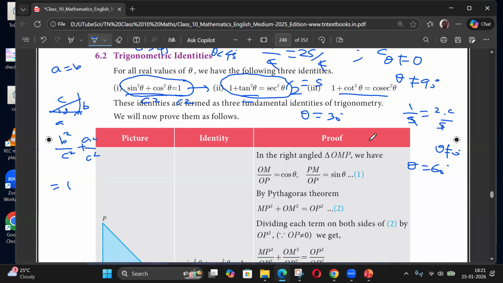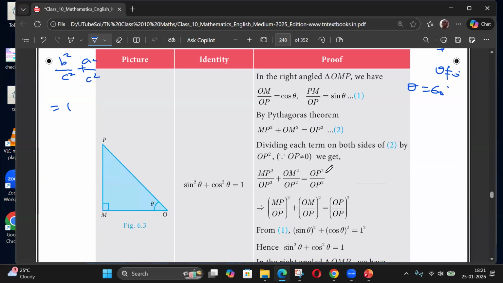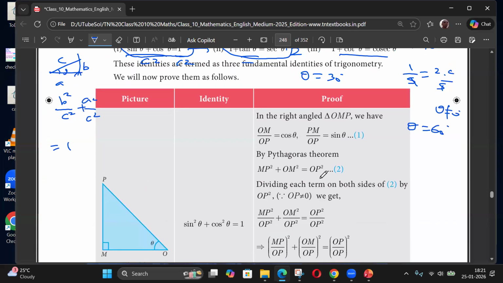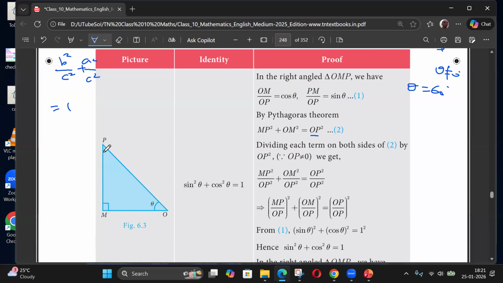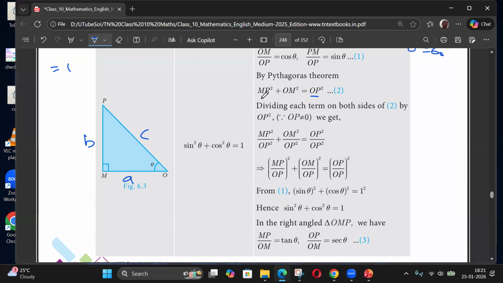So instead of ABC, they have put MP, OM, OP for the triangle names, the lengths of the triangle. Because they have put OM, I call this as A, this as B, and this as C. So instead of OM, I wrote A. And you have to use Pythagoras theorem. That's the basis.